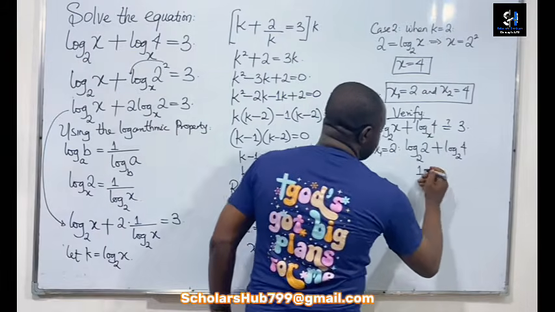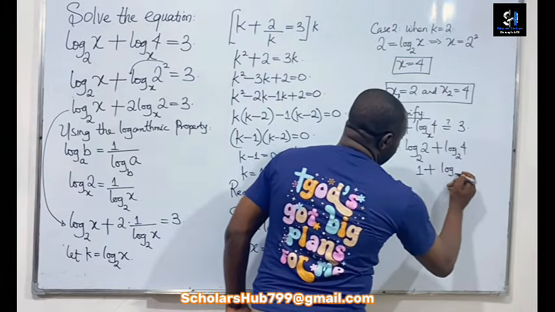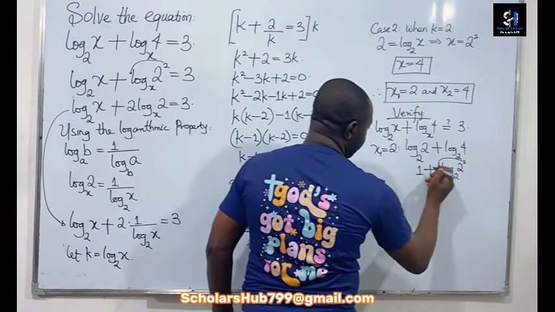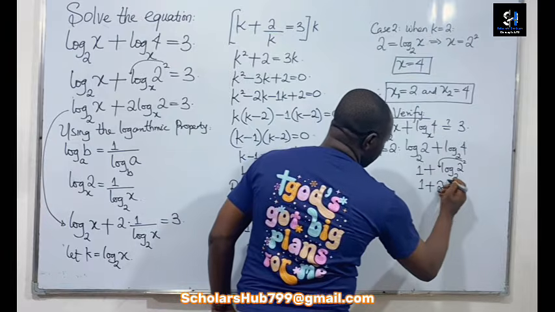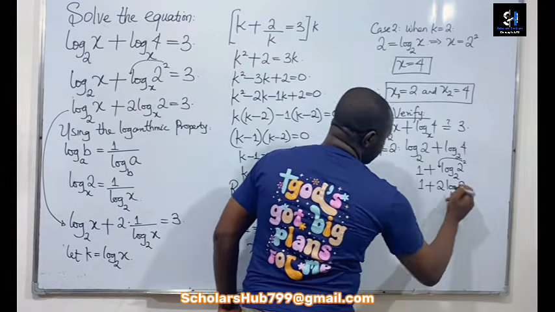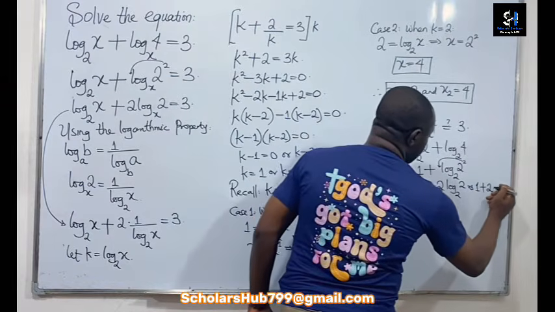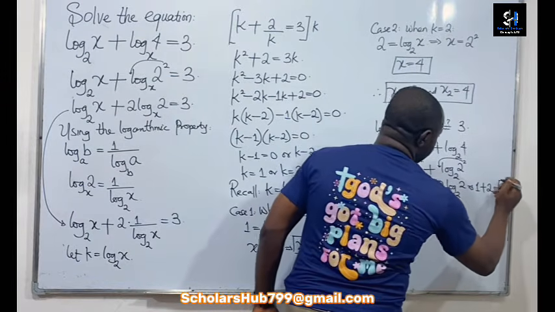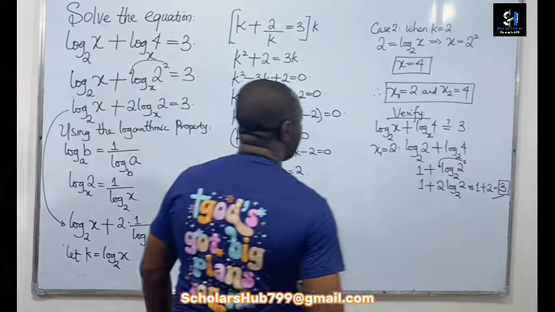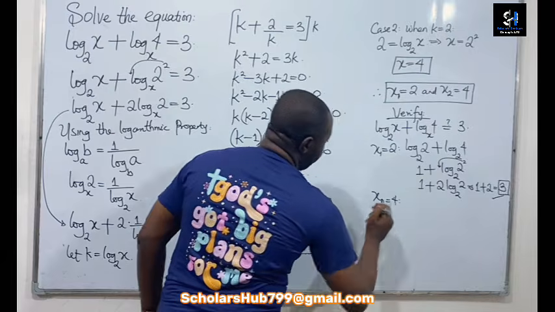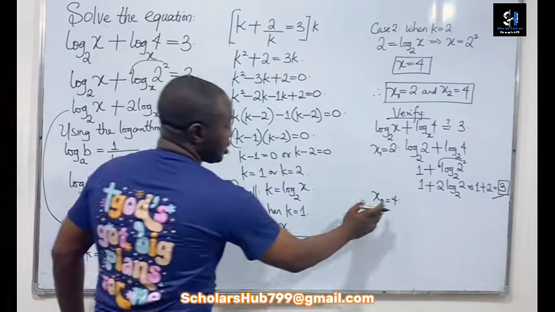All right, so in this case, this will be plus log to base 2 of 2 raised to the power of 2. So I'm going to take this here, so that this will be 1 plus 2 log to base 2 of 2, which is what? 2. So that this will be 1 plus 2, and that equals 3. Verified.